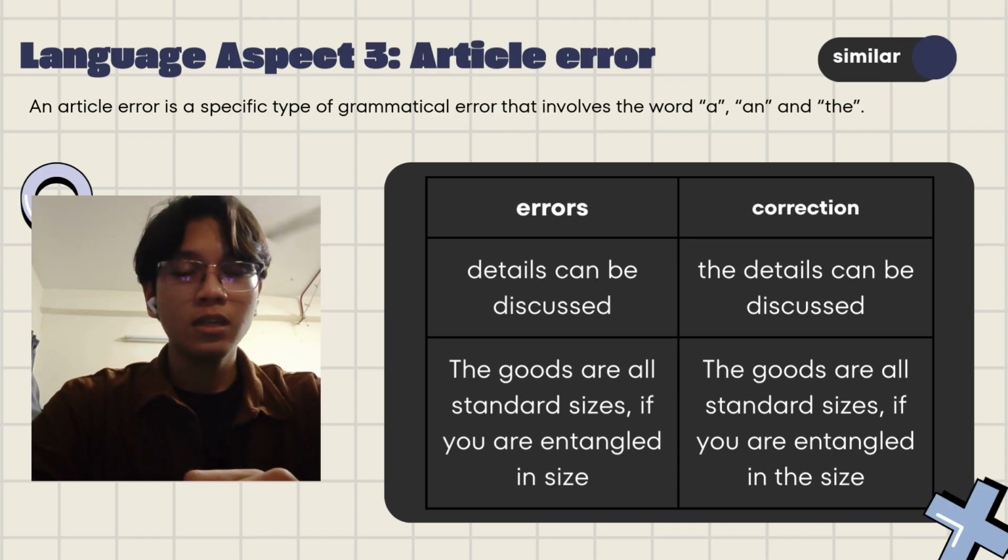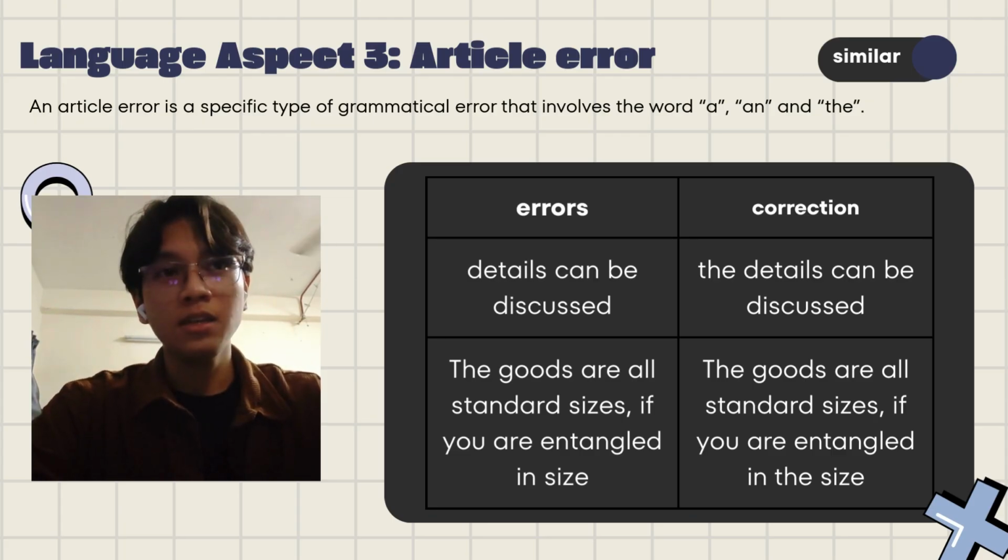Let's move on to the third language aspect, which is the article error. The first one is "details can be discussed." The error is it lacks the definite article, the word "the", making the word "details" seem vague or general rather than referring to specific wholesale terms. The corrected version, "the details can be discussed", adds the word "the" to pinpoint those particular details, which can also enhance the precision in e-commerce negotiations.